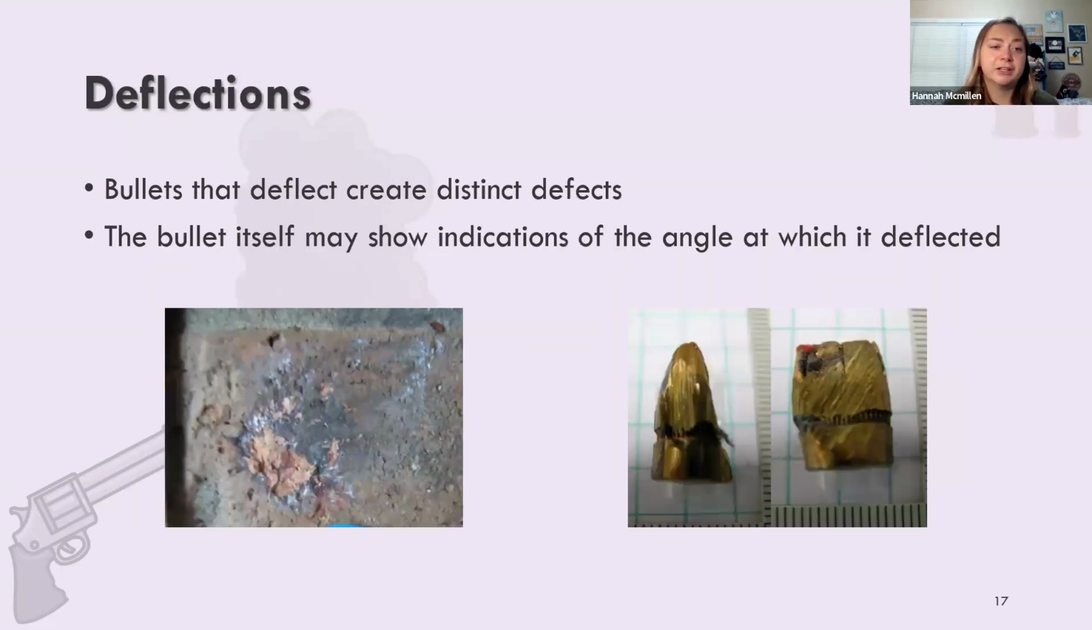So going into deflections, bullets that deflect create distinct defects. The bullet itself may show indications of the angle at which it was deflected. So here we can see the destruction of the bullet. That gives us an idea of how this bullet hit the surface. And then you can also see the striations of the surface characteristics that were imparted on the bullet, which tell you the angle at which it hit that surface as well.